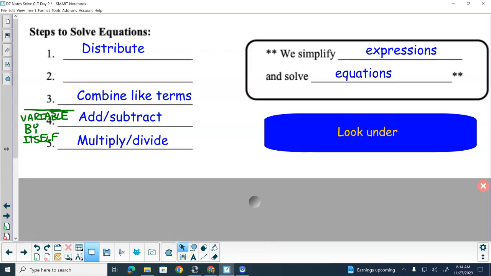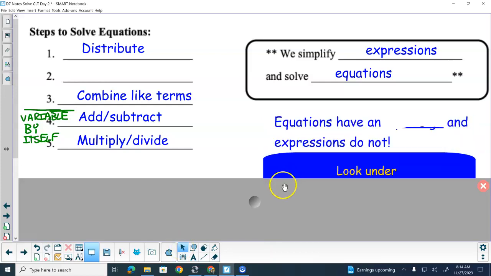Now, with that being said too, equations have what? How do I know it's an equation and not an expression? What does an equation have that an expression doesn't? Yeah, it's got an equal sign, yep. And equations have an equal sign, and an expression does not. Okay? Write that down. That's very important because of what you can do with it.